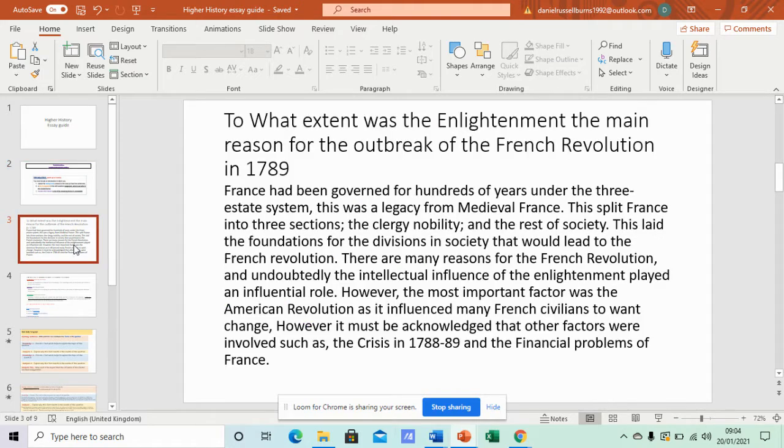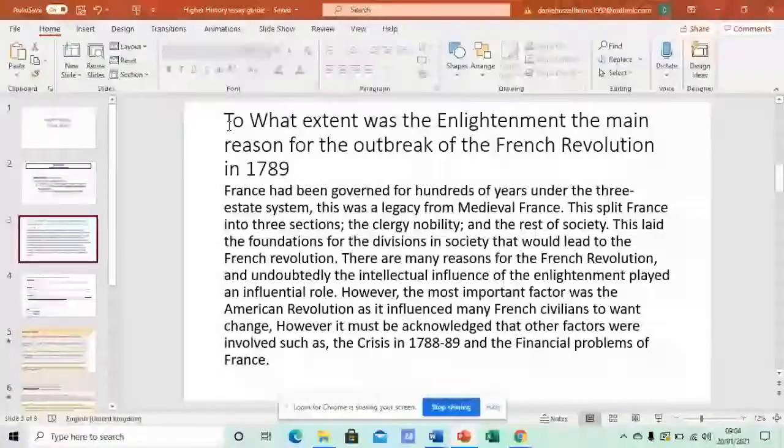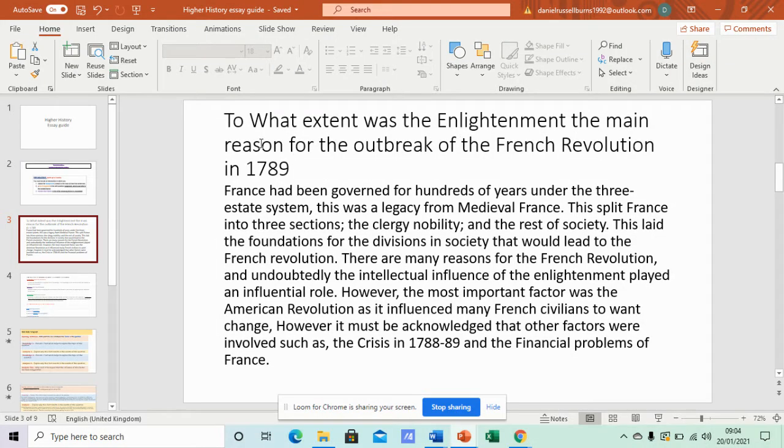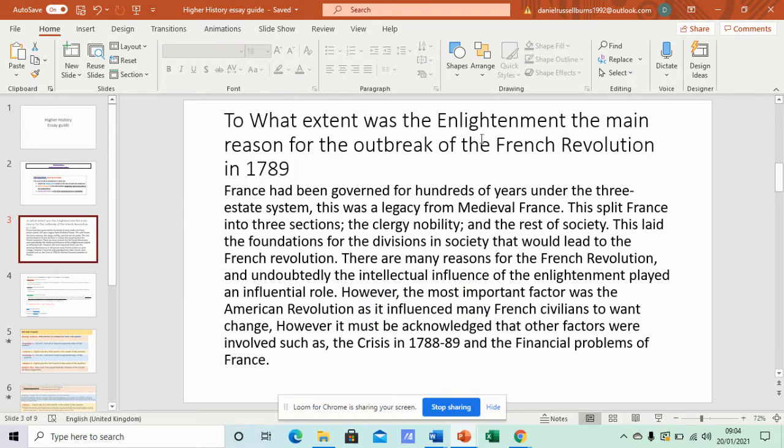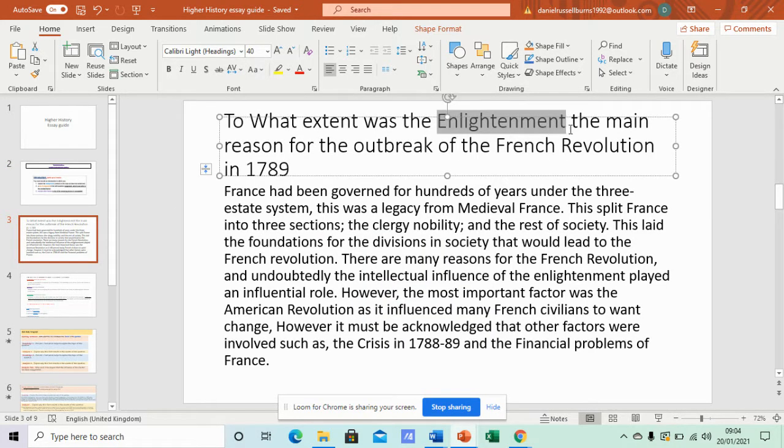So let's have a look at the question, then, for an introduction that I've written here. The question that we've got is, to what extent was the Enlightenment the main reason for the outbreak of the French Revolution in 1789? So when it's talking about the isolated factor in the question, the isolated factor here is the Enlightenment. Okay, so the best way to think about that is, what does the question suppose the answer is? And the question supposes that the Enlightenment was the main reason for the French Revolution in 1789.